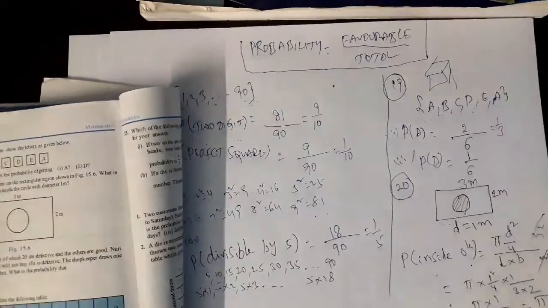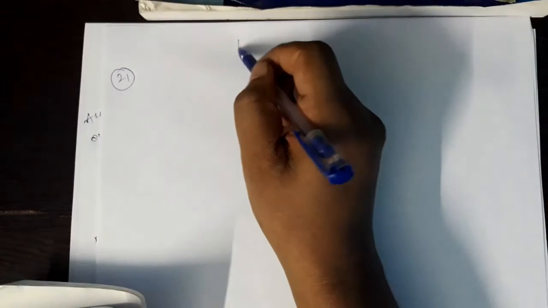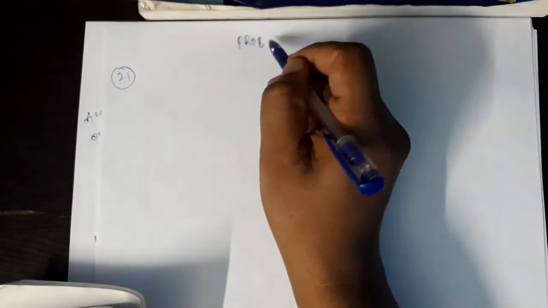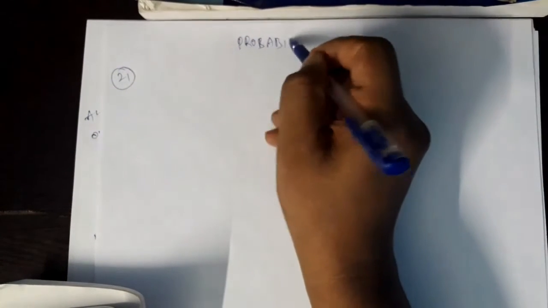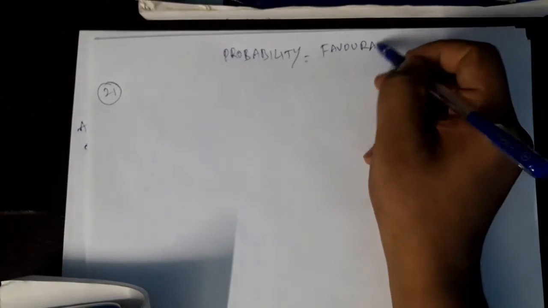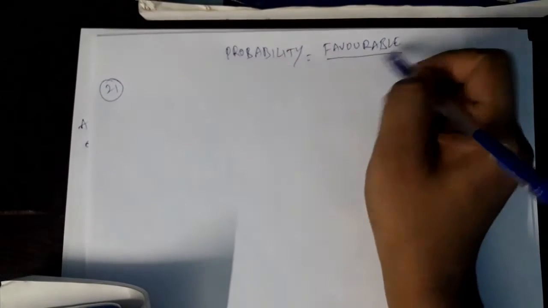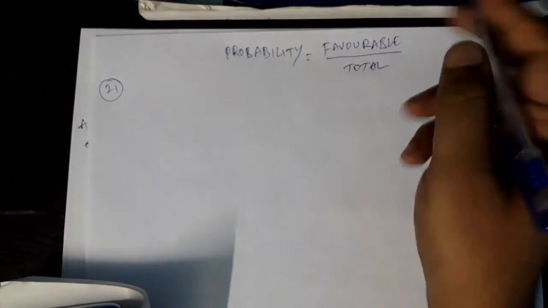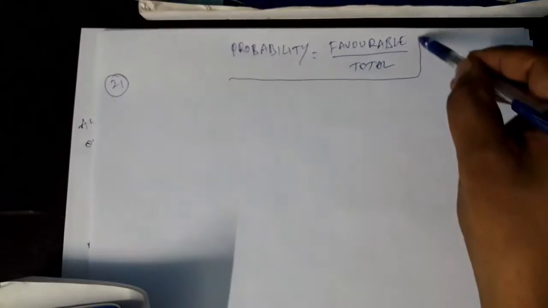Next, coming to question number 21. Of course, we know what I am going to write here. I will write here the formula for probability as favorable by total. Favorable by total. Yes, coming to question number 21.